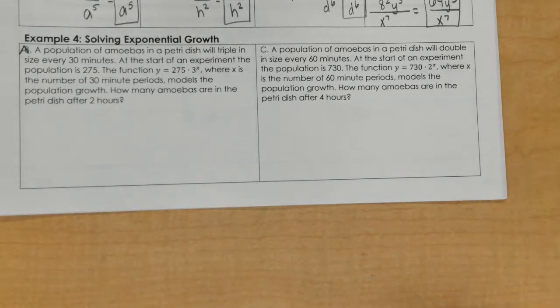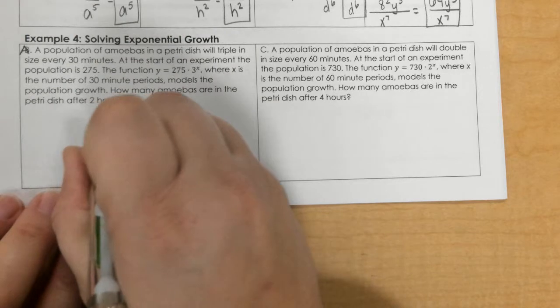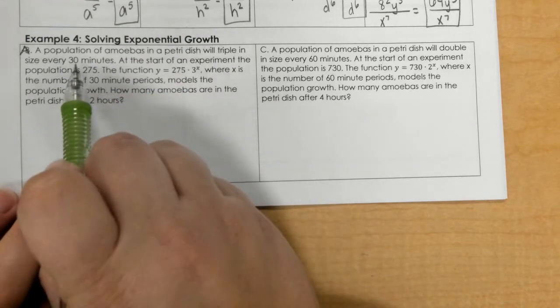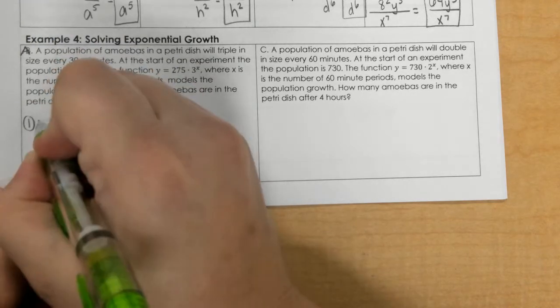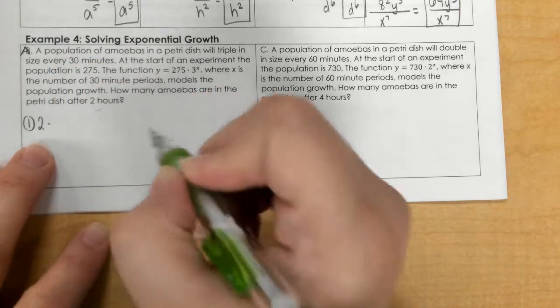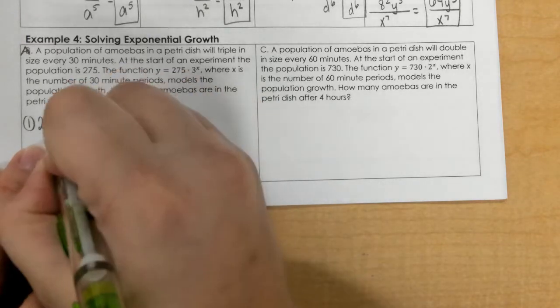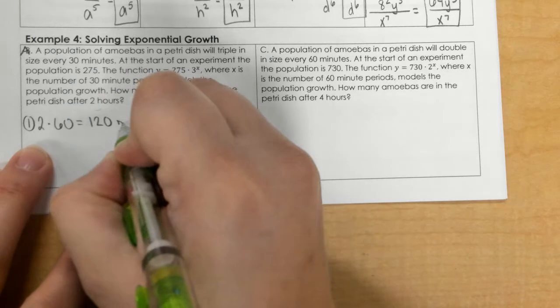So we have a few steps to do in this problem. First, we need to convert hours to minutes because we're talking about tripling every 30 minutes. So step 1, how do we convert hours to minutes? Well, we know that in 1 hour there are 60 minutes. So if we take 2 hours times 60, we get 120 minutes.